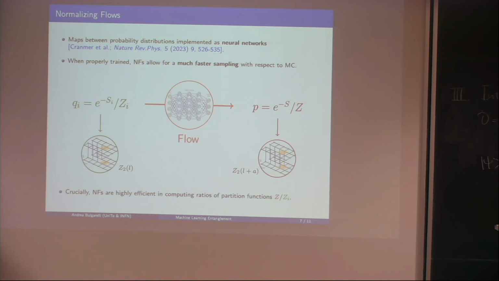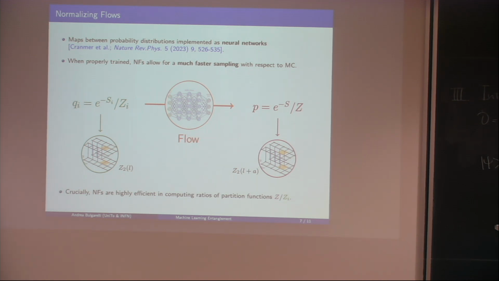This transformation itself is very difficult to work out analytically, but we use the expressivity of a neural network and we train it to better and better approximate this transformation. The crucial feature of normalizing flows is that the Jacobian of this transformation, which is nothing but a diffeomorphism, is easily computable. And from the Jacobian, we can work out the ratio of partition functions between the two probability distributions quite easily.